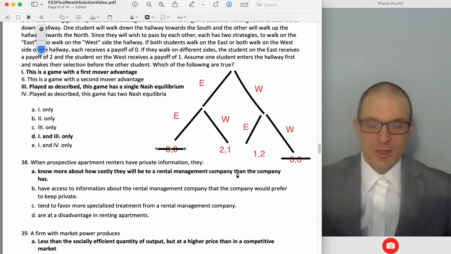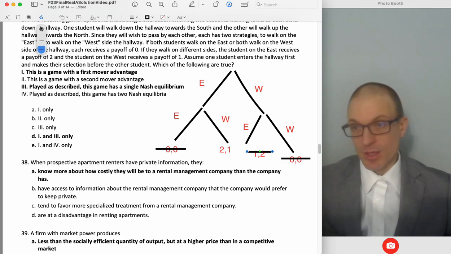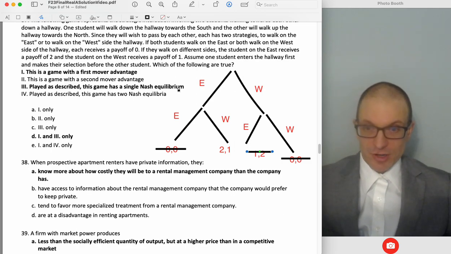They want this 1. Then my player 1 looking forward is going to say, oh, if I do east, I'm going to get 2. If I go west, I'm going to get 1. So I'm going to prune off this one. And player 1 is able to guarantee themselves a 2 by going first by selecting east. So this is a game with a single Nash equilibrium that we found via backward induction. Actually, this is the sub-game perfect Nash equilibrium for this game. So it's a game with a single Nash equilibrium as described, and it's a game with a first mover advantage because our player can get 2 rather than getting 1 or 0, and they can deterministically get 2 by just selecting east.